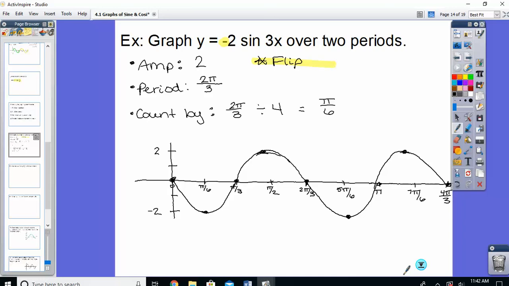Yes, ma'am. Do you have to do domain range? No, I'm not going to ask you on this. No, you could. Domain will always be negative to infinity for these. Your range is just going to be from your amplitude, your negative to your positive. So -2 to +2.